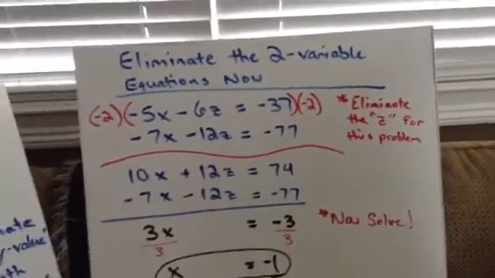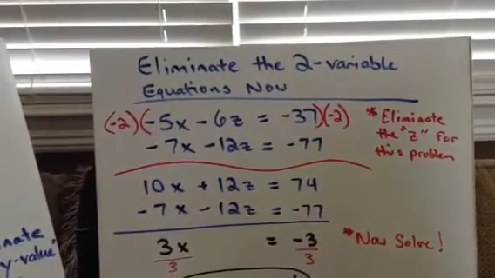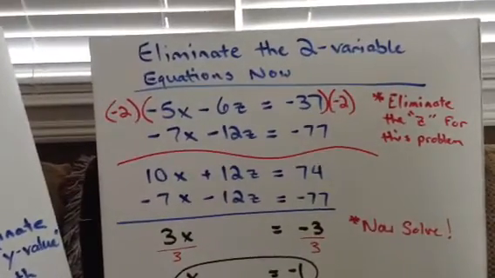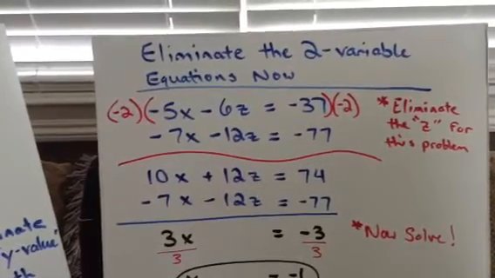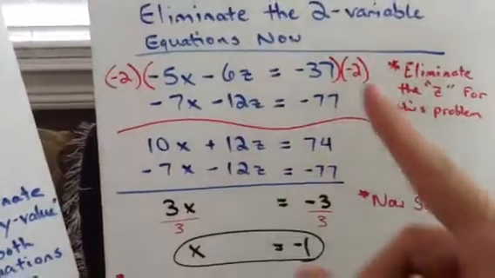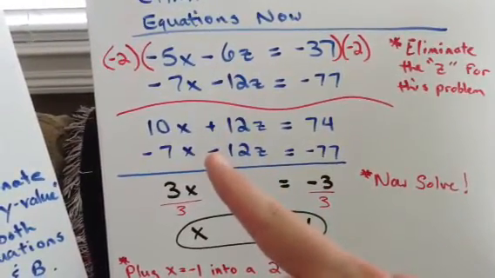So here we go. I'm going to eliminate the z for this problem. So if you look at my top two equations, I notice that my 6z can go into my 12z, but I need to multiply a negative 2 so that I'll get a different sign. So you notice right here that I get a positive to combine with that negative.